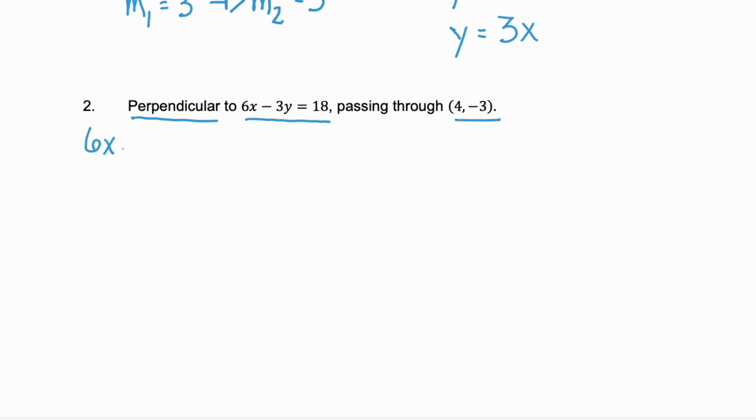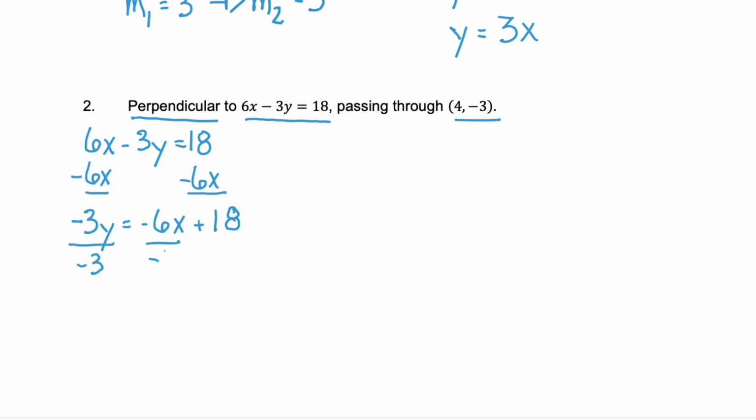So the given line is 6x minus 3y equals 18. And we want to isolate y. So let's subtract 6x from both sides first. That leaves us with -3y equals -6x plus 18. Now we divide by -3 to isolate the y. Make sure you divide all three terms. -3 divided by -3 is just 1, so we're left with y equals -6 divided by -3 is 2x, and 18 divided by -3 is -6.